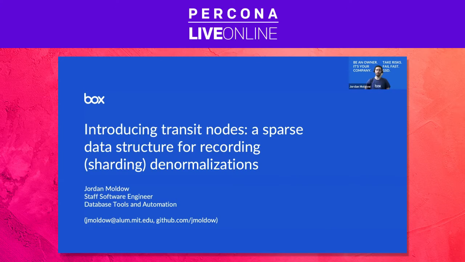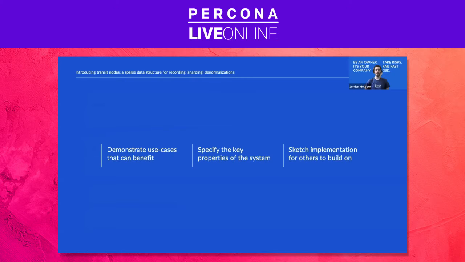Today, I'd like to talk to you about a sparse data structure that we created in a recent project for recording denormalizations, in our case, sharding denormalizations. We called this data structure transit nodes, and I'd like to walk you through that today. To start out with, I'm going to demonstrate our use cases and similar use cases that might be able to benefit. I'm going to specify the key properties of the system we built, and then sketch the implementation so that others could build upon it.